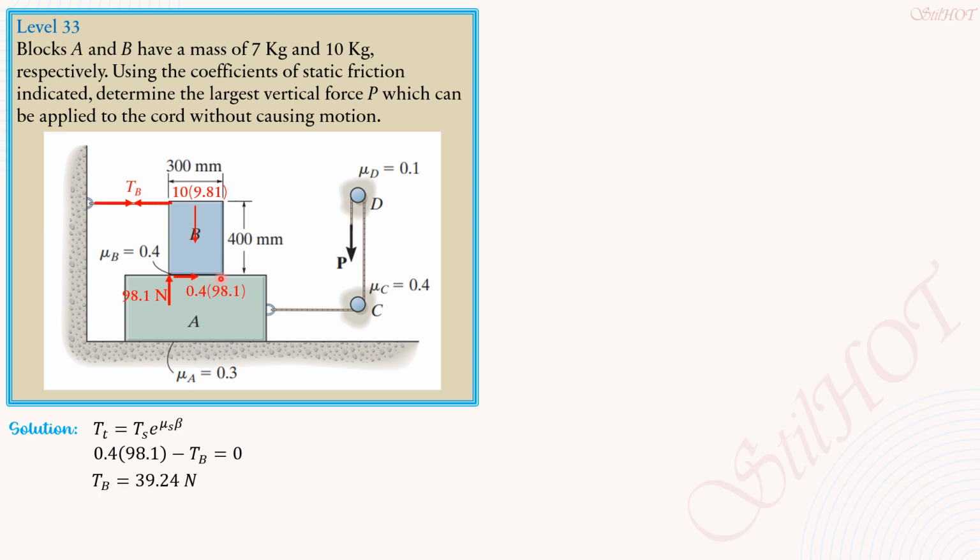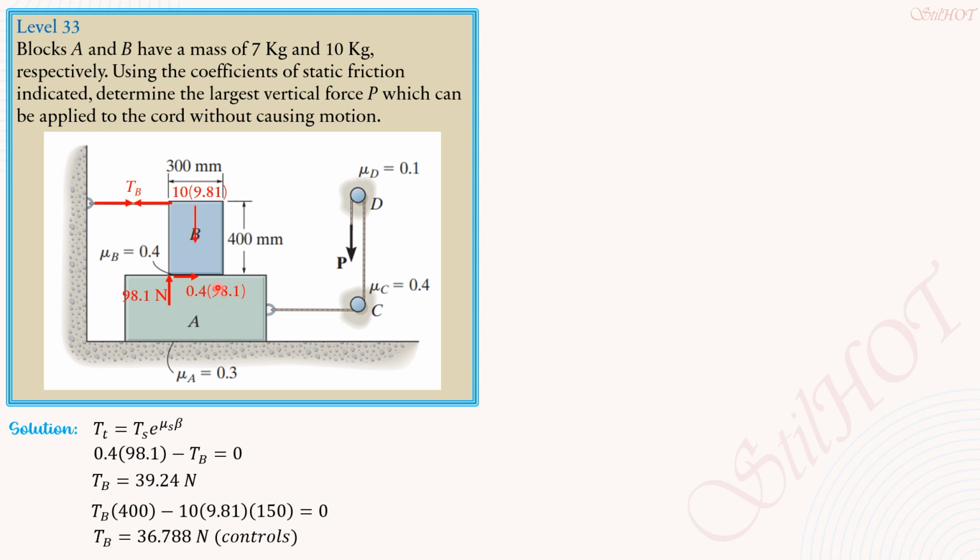Then for the second possibility, block B may tip when the force P is applied here to the right, like that. So this will tip about this point. So let's also compute T sub B if tipping controls. Summation of moments about this corner here equals 0. So T sub B times 400, counterclockwise positive, minus 10 times 9.81 times half of 300, which is 150 mm, equals 0. So T sub B equals 36.788 newtons. Since this is lower, tipping controls. So this should be the value of tension at B.